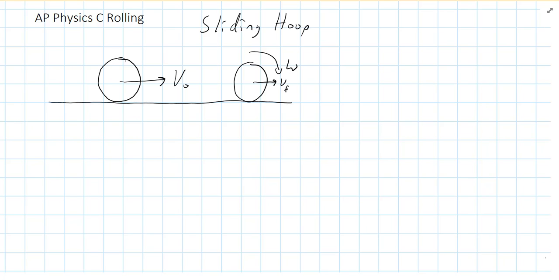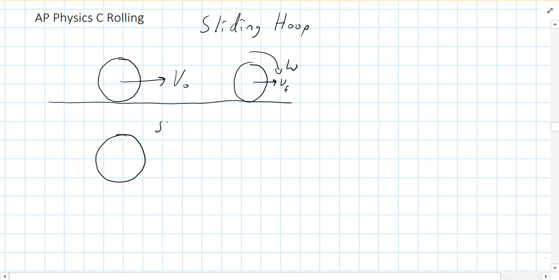Now, there are two methods to do this. Today, I'm just going to show you the first method. Later on, I will show you a second method, okay? So here's the first method. We're going to use dynamics and kinematics. In order to do this, first we're going to draw an FBD of the hoop while it's sliding.